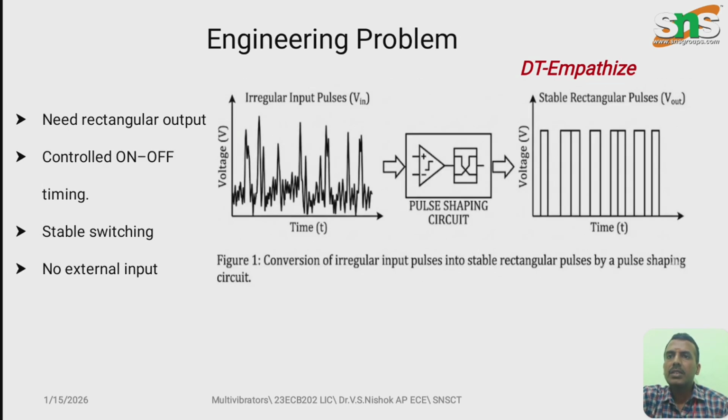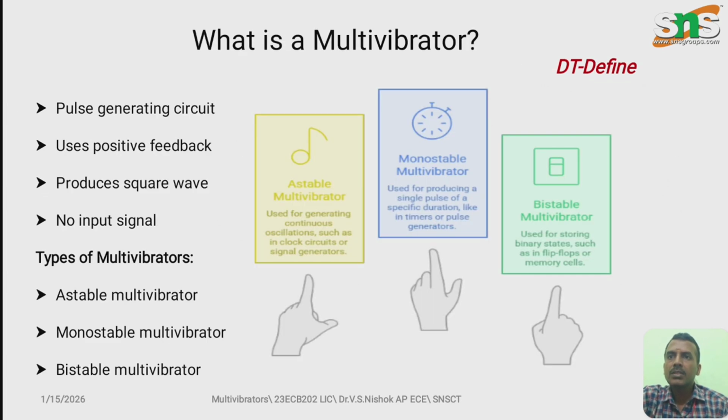So here, coming to the engineering problem, we need a circuit which provides a rectangular or square output with controlled on-off timing and stable switching without any external input. So the circuit should act as an oscillator. Without any input it provides the output. That is necessary here, and that is possible with the help of the multivibrator.